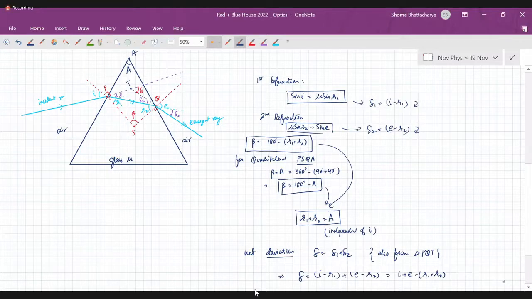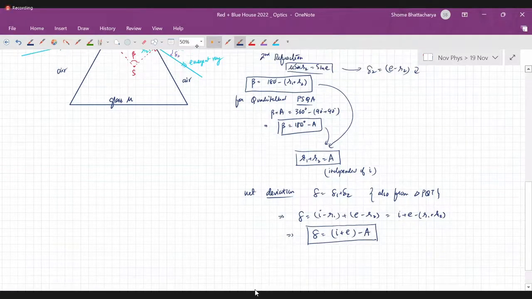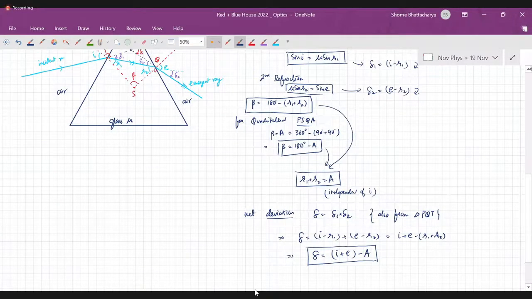And you know that R1 plus R2 is a quantity which is independent of the angle of incidence or anything else. It is just the angle of the prism. So this becomes the final relationship. So for a given angle of incidence, we will have a certain amount of deviation. But to calculate the deviation, we need the angle of emergence, for which we will need to use the two equations that we got from Snell's law. So it's an entire process.